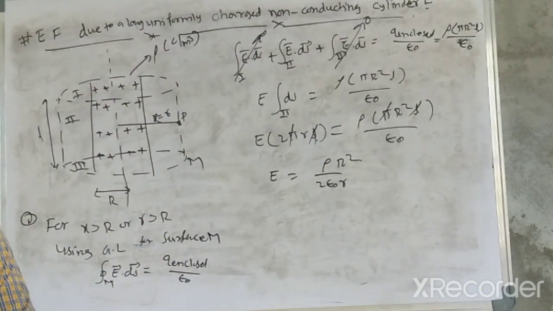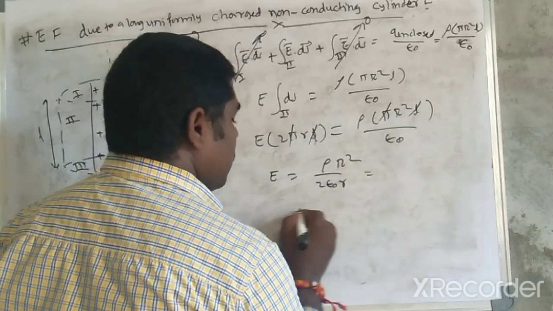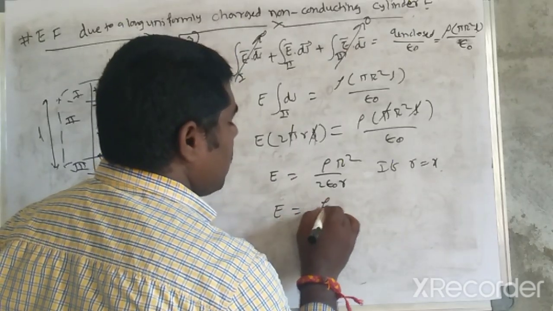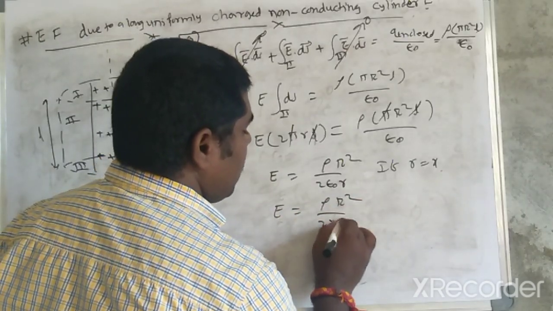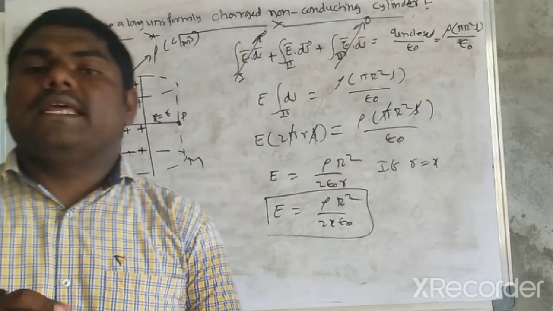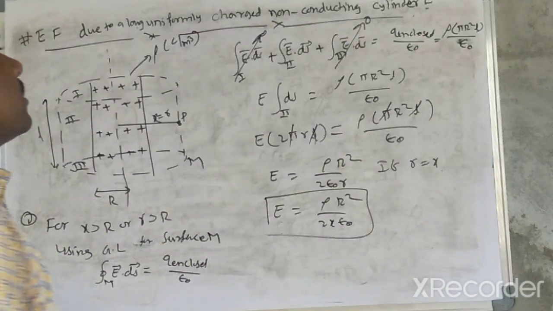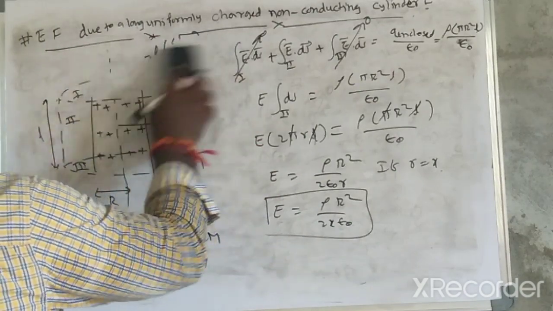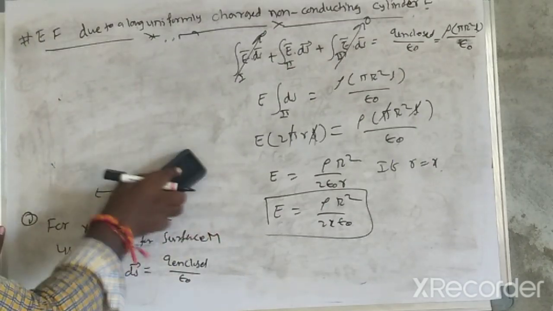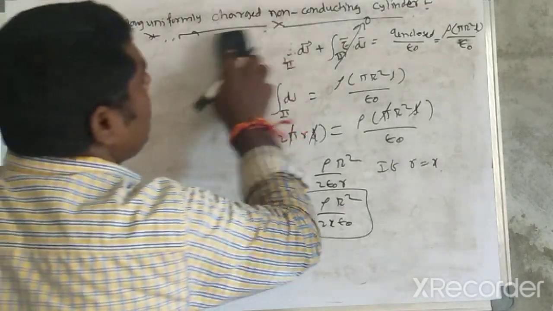If r is equal to R, the electric field is equal to rho R by 2 epsilon naught. This one is also valid. Next case, for inside the Gaussian surface. Inside the Gaussian surface, what happens?